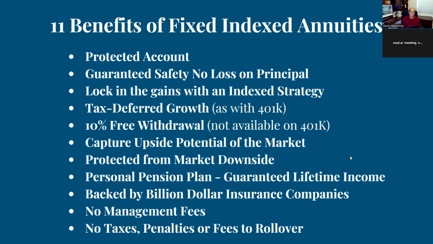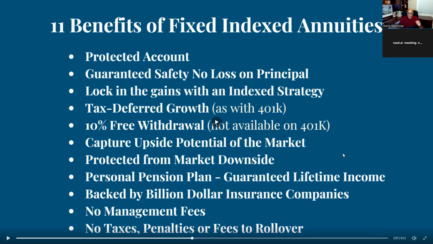And you get the same tactic for growth as with a 401k, but you get a 10% free withdrawal, which you don't get with a 401k. You have penalties in the 401k if you withdraw the money if you're younger than 59 and a half. Not all annuities have the fixed index. Looking at the fixed index ones, you're capturing the upside potential in the market and none of the downside. When the market goes down, the insurance company is protecting it, so it stays right there. You don't get zero growth. So you do get something like a personal pension plan.